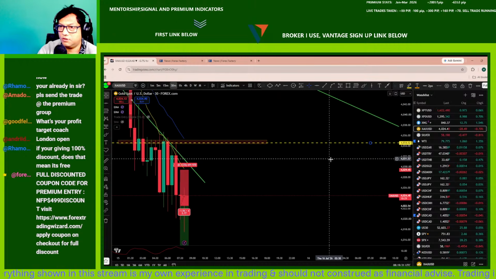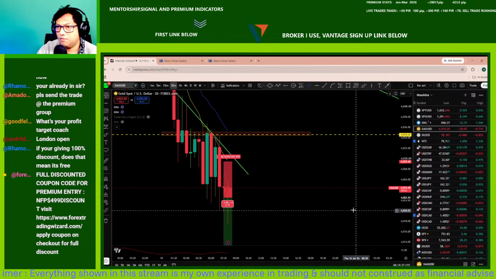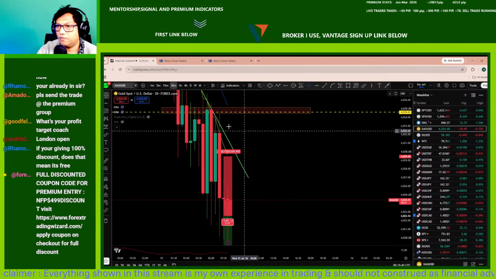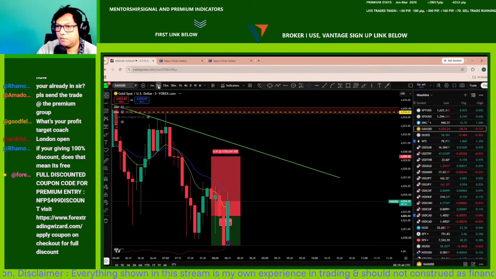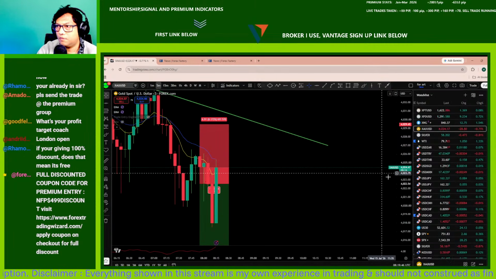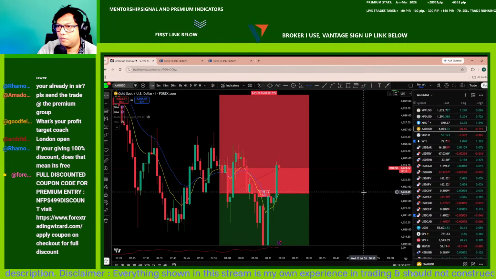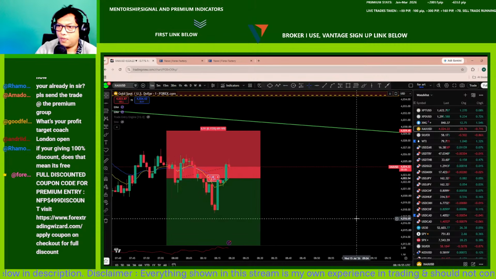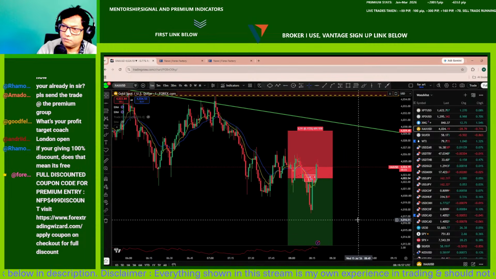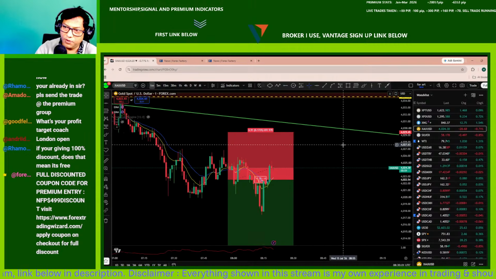30 minutes, almost double doji on the 30 minutes. So usually the market, when it drops, it creates this kind of breakout structure.